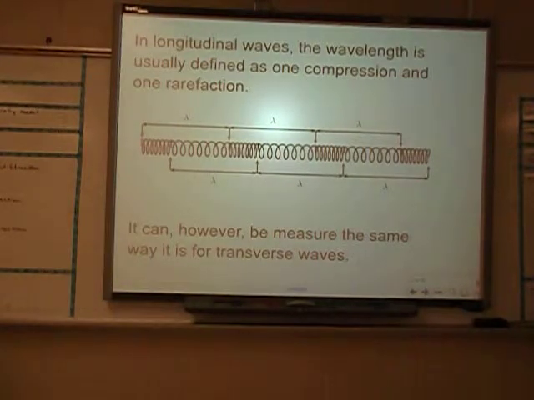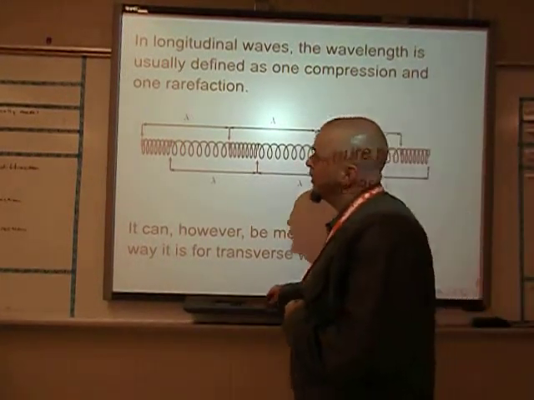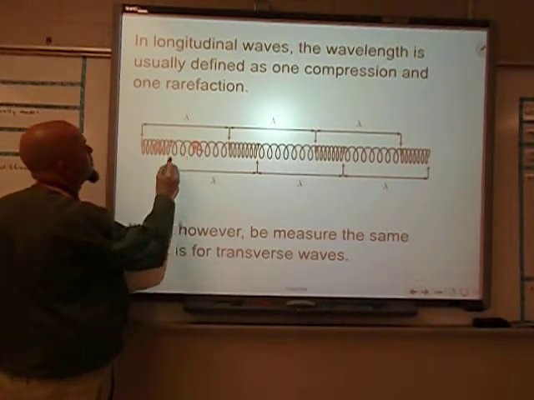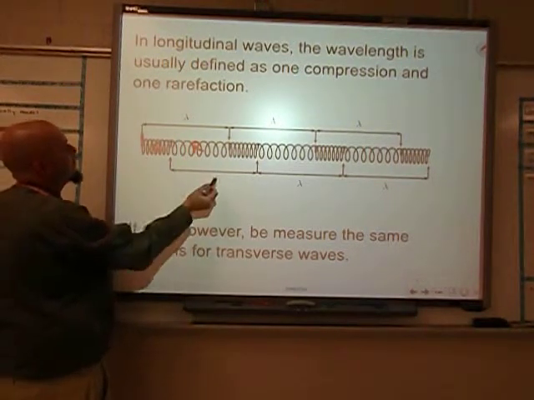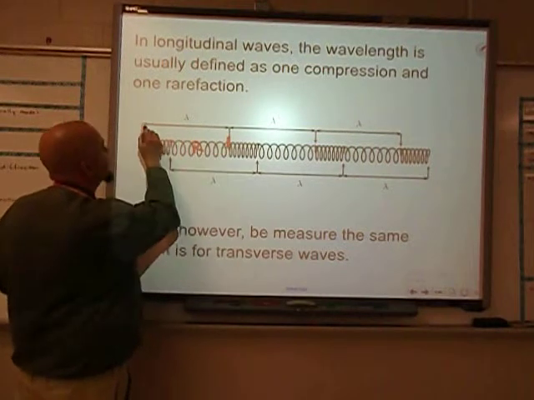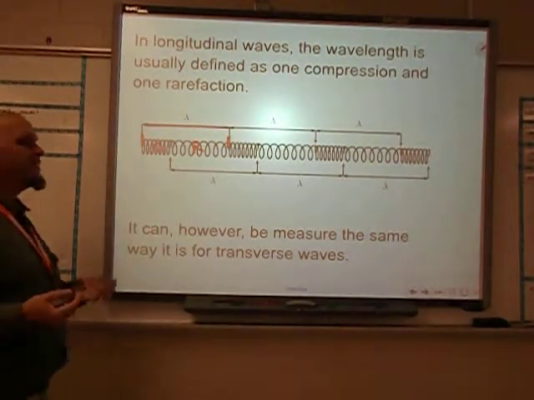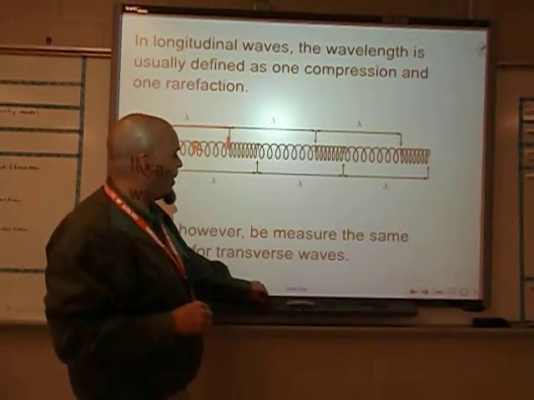Same definition applies to longitudinal waves, but again, there's a convention here. The way it's usually done is to measure the length of one compression and one rarefaction. So this is a compression, this is a rarefaction. And if we start at the beginning of the compression and go to the end of the rarefaction, we've got a wavelength. But again, it can be measured in any way.